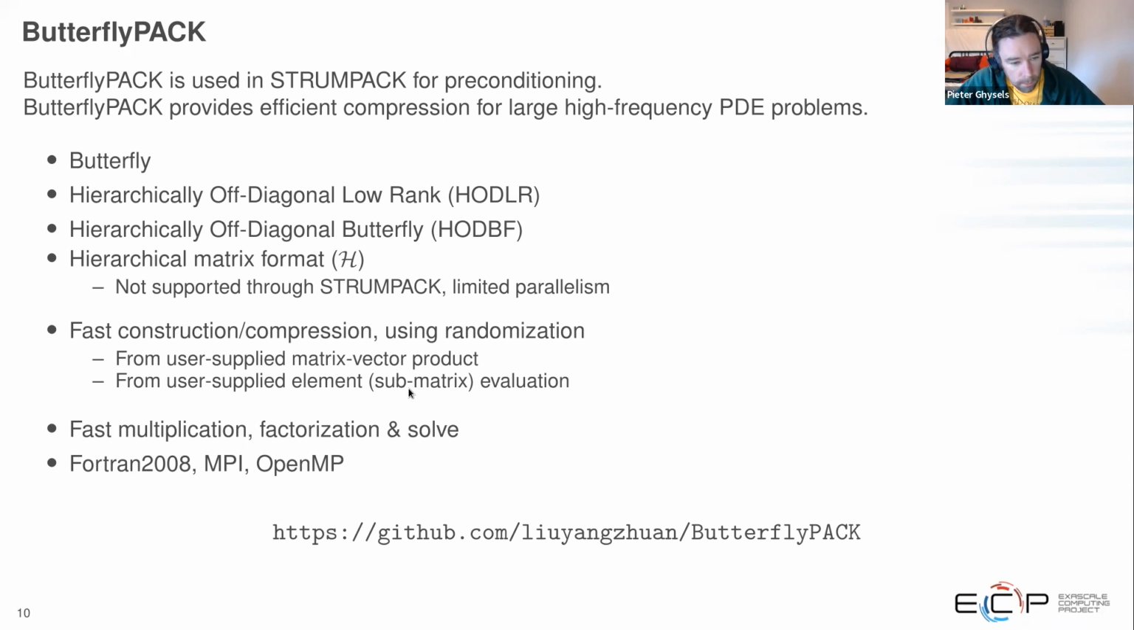So when the butterfly matrix or the HODBF matrix is constructed, ButterflyPACK can use that to do efficient matrix vector multiplication or factorization of an HODBF or HODLR matrix, and then solve linear systems. ButterflyPACK is written in modern Fortran, uses MPI and OpenMP. You can easily find this on Google if you Google ButterflyPACK. It's also developed on GitHub with a BSD license.